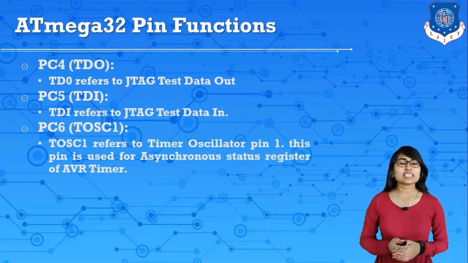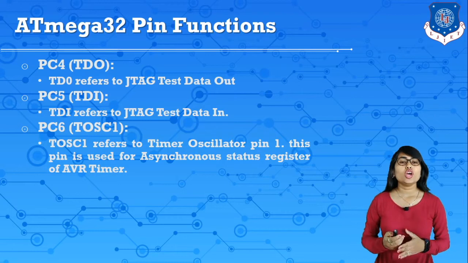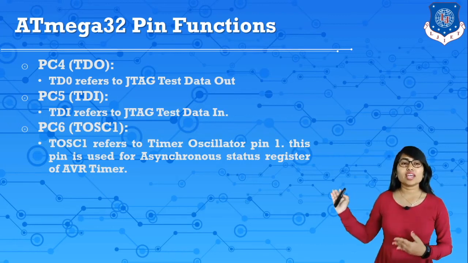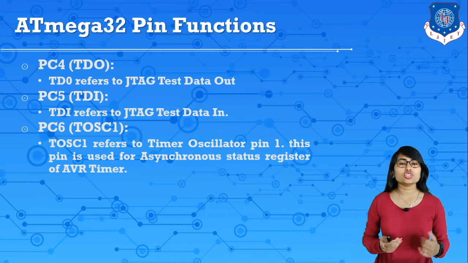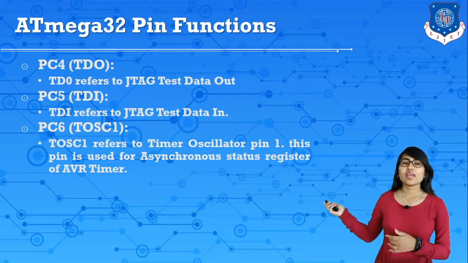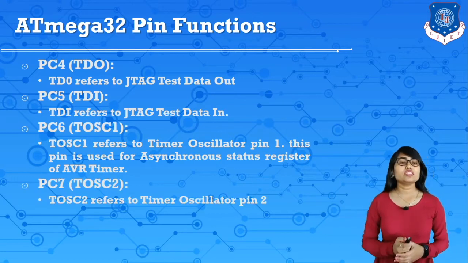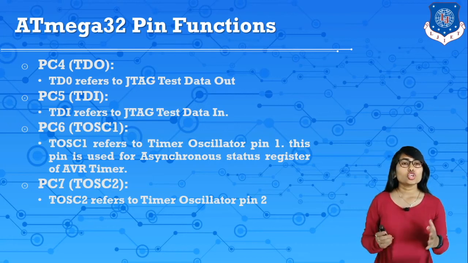Then next PC6. PC6 is for TOSC1. TOSC1 refers to timer oscillator pin 1. This pin is used for the asynchronous status register of the AVR timer. So for AVR timer, this pin is used as the timer oscillator. Then PC7, this TOSC2 pin refers to timer oscillator pin 2. So these are all the functions of port C.